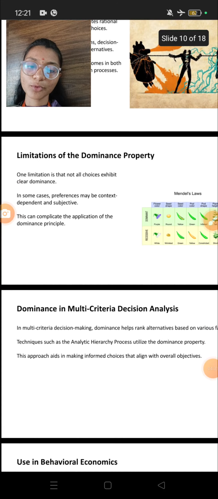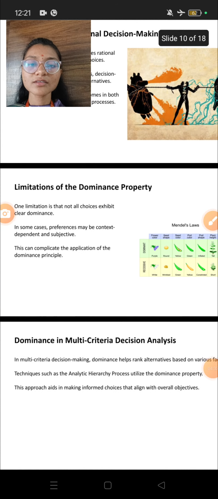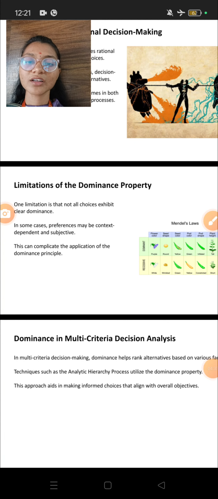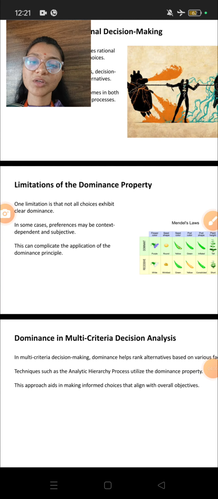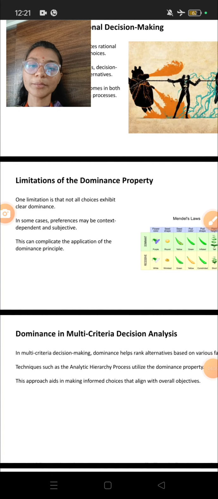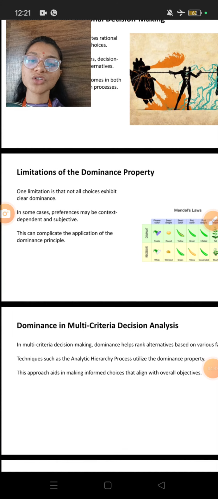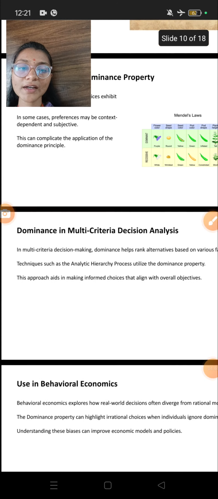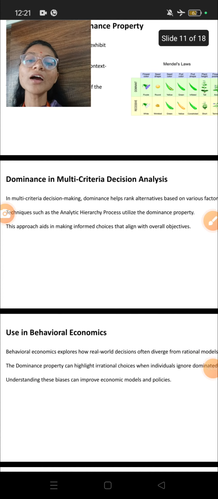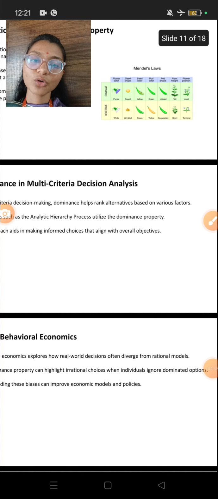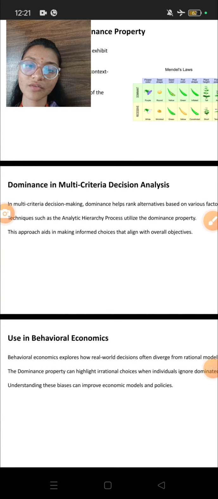Limitations of the dominance property. One limitation is that not all choices exhibit clear dominance. In some cases, preferences may be context dependent and subjective. This can complicate the application of the dominance principle. Dominance in multi-criteria decision analysis. In multi-criteria decision making, dominance helps rank alternatives based on various factors.